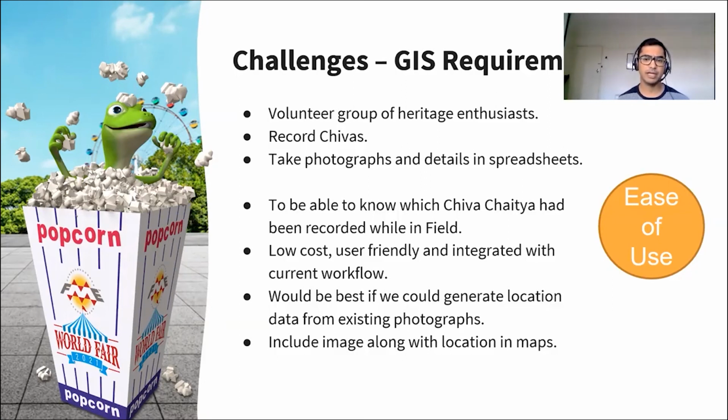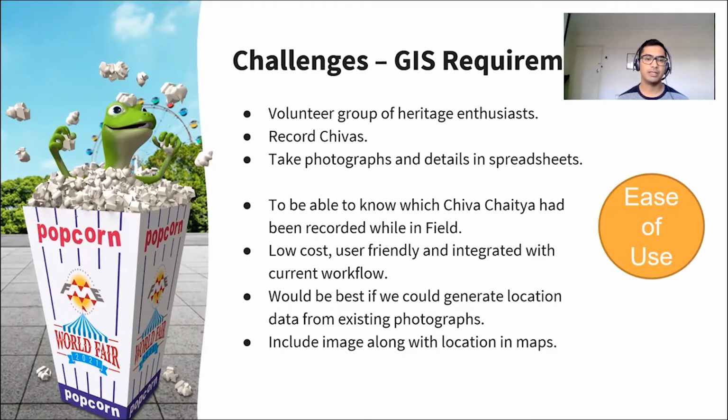after some time, it was quite clear that recording the Chivas in spreadsheets was not a viable solution. My colleagues were having difficulty in distinguishing which Chiva had been recorded before, and so they would double up the recordings, and after a few years, it was just not viable. They soon realized that a map was required so that whenever they're in the field, they can see if that Chiva that they are standing in front of had already been surveyed, logged, or documented.